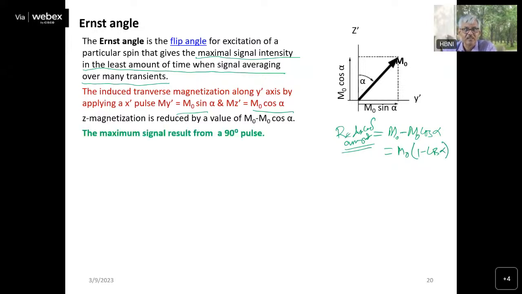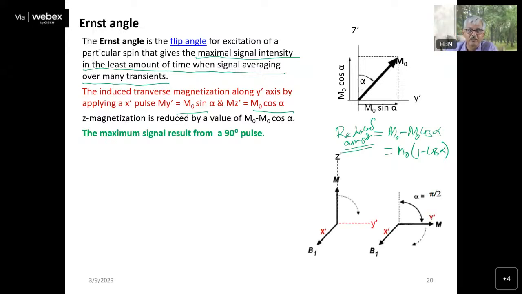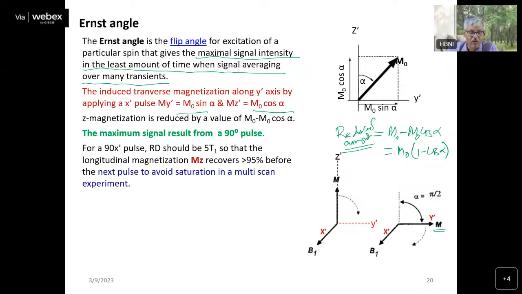Now we have seen that the maximum signal results from a 90 degree pulse. The 90 degree pulse brings everything to the Y axis and you detect the signal. As I told you, for a 90 degree pulse the delay should be 5 times T1, so that the Z component magnetization recovers by more than 95% before the next pulse, to avoid saturation in a multi-scan experiment.